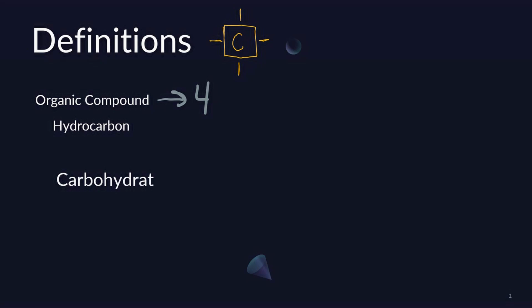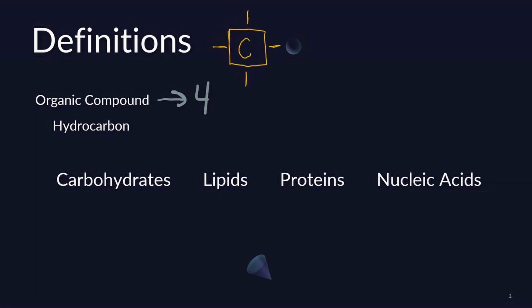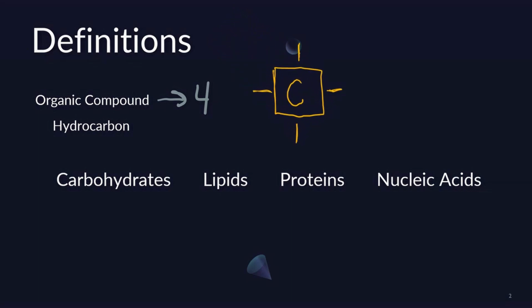We have our carbohydrates, our lipids, proteins, and nucleic acids. Now, if all of these compounds are built from the carbon molecules, what makes all of them different or unique? Well, that's largely thanks to each compound's functional group. Let's talk about functional groups.